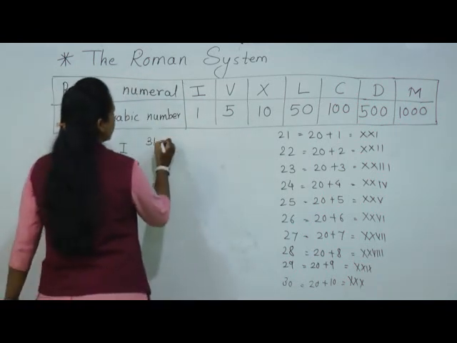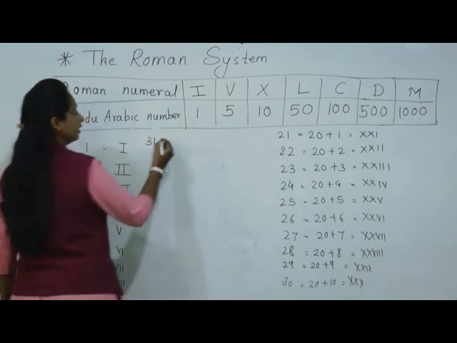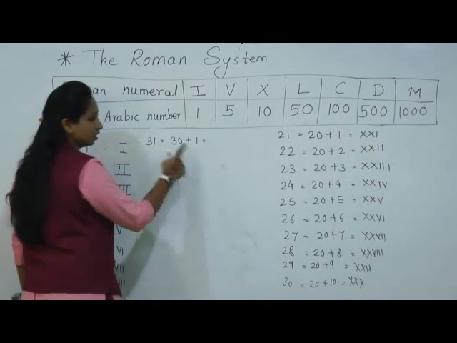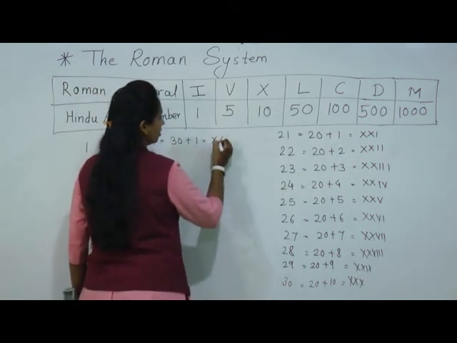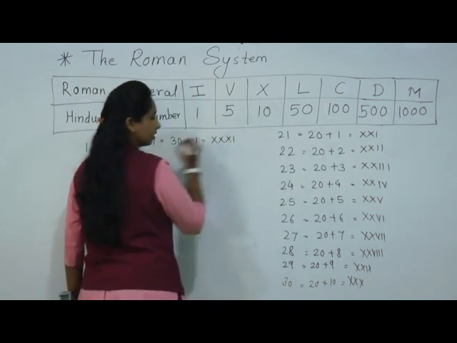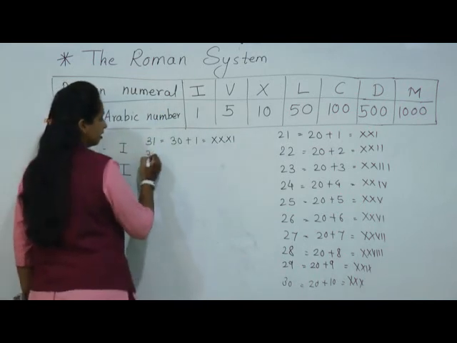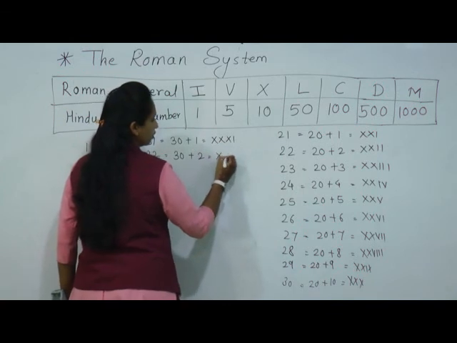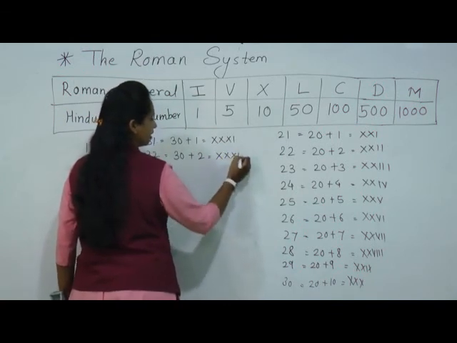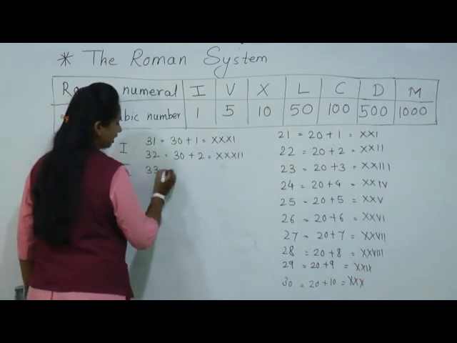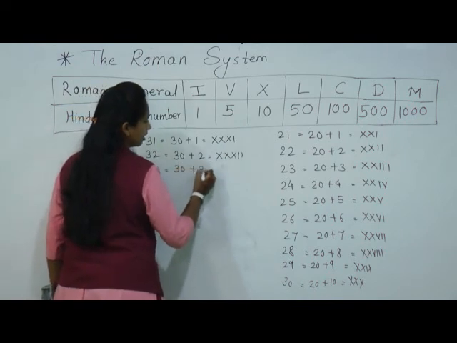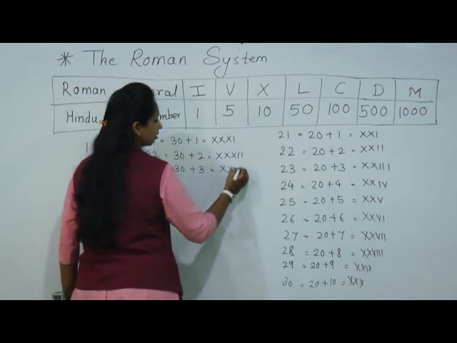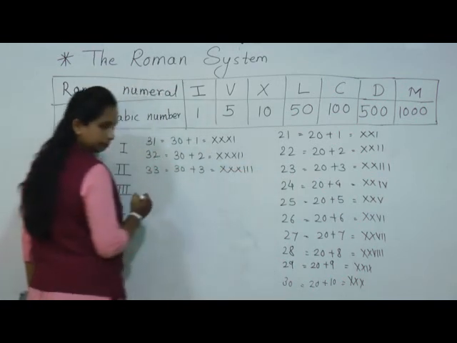Now 31, how do we get 31? 30 plus 1 is 31. So 30 is represented as triple X and 1 is represented as I. Now 32, 30 plus 2. So triple X, 2 is represented as double I. Now 33, 30 plus 3. Are you getting it, students? Triple X, triple I.